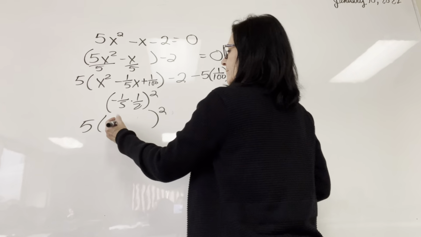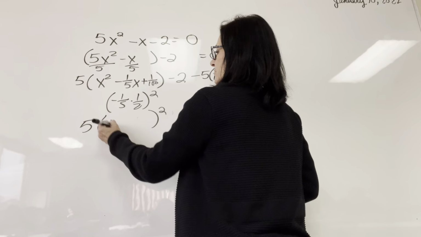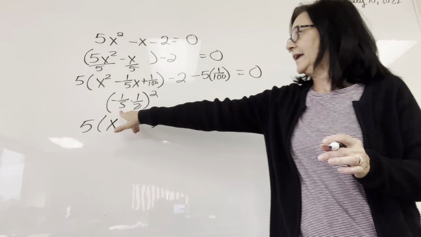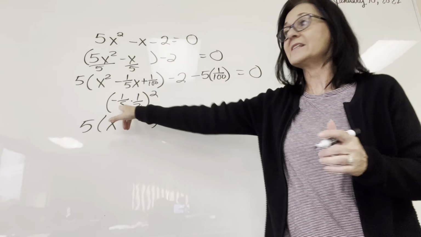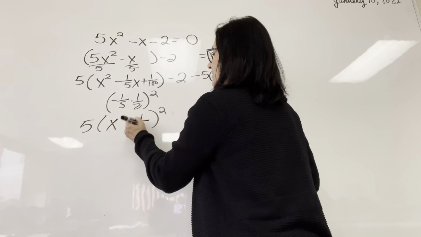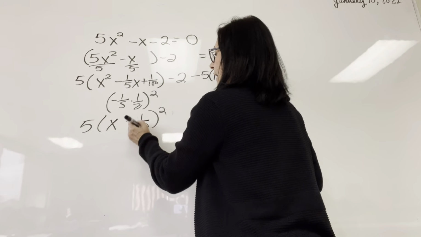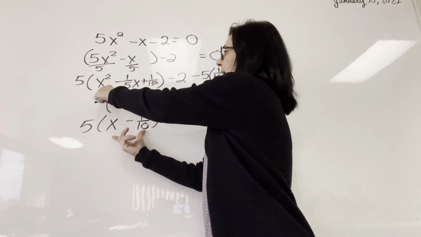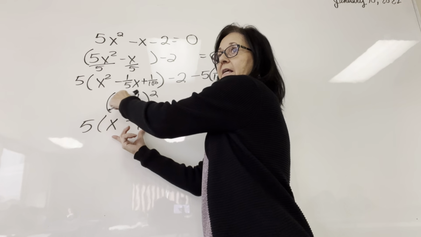Okay, what am I left with in my binomial squared? X minus 1/10. Why is it 1/10? It's just what's inside these parentheses. X minus 1/10, because x minus 1/10 squared is what's inside the parentheses here.